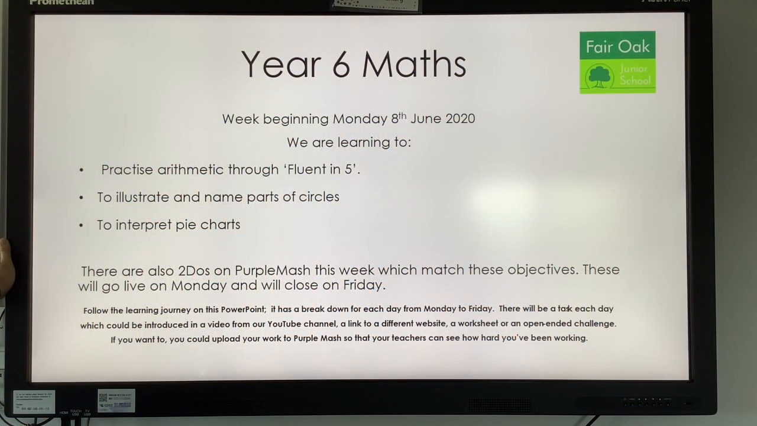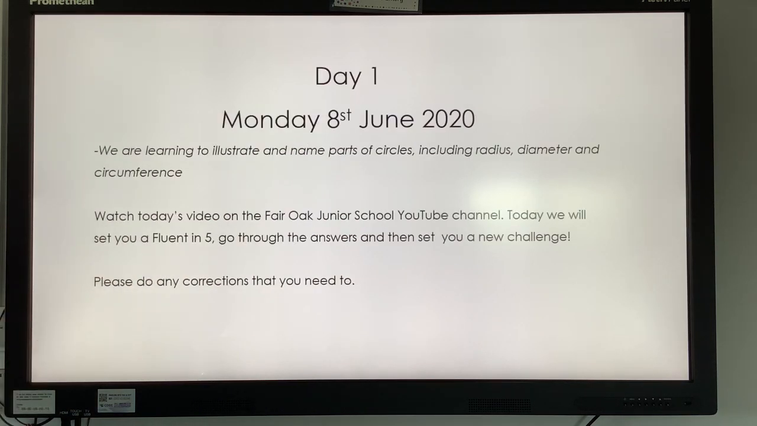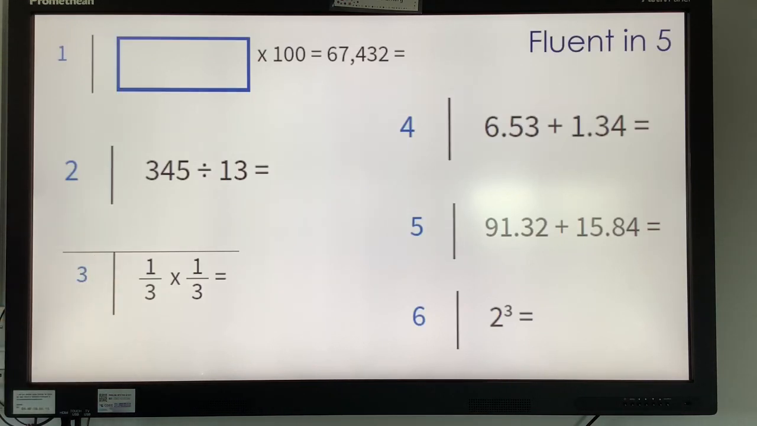This week we're going to continue with our arithmetic and practising through Fluent in 5, but we are also going to look at illustrating and naming parts of circles and interpreting pie charts. Today we're going to focus mainly though on illustrating and naming parts of a circle. We're going to use words like radius, diameter and circumference. As always, we're going to start with our Fluent in 5, so pause the video and have a go.